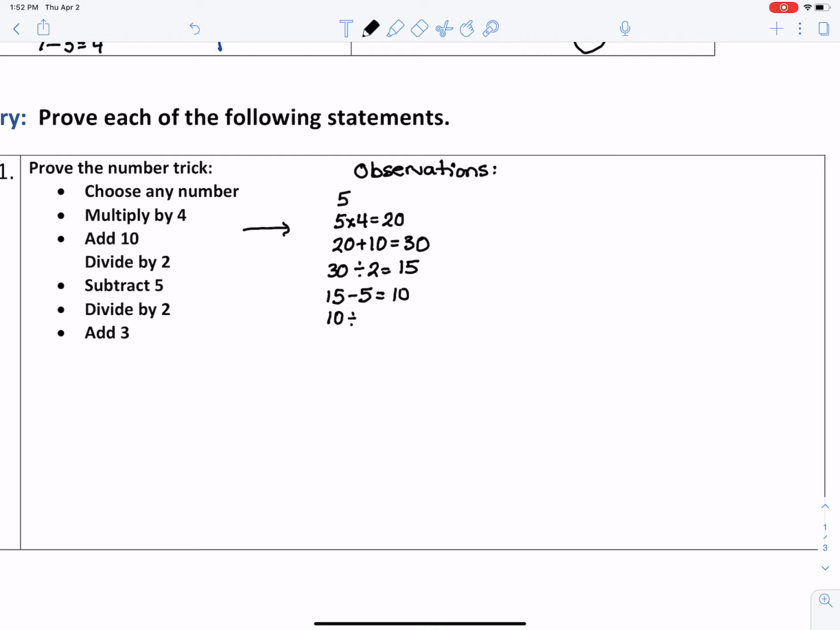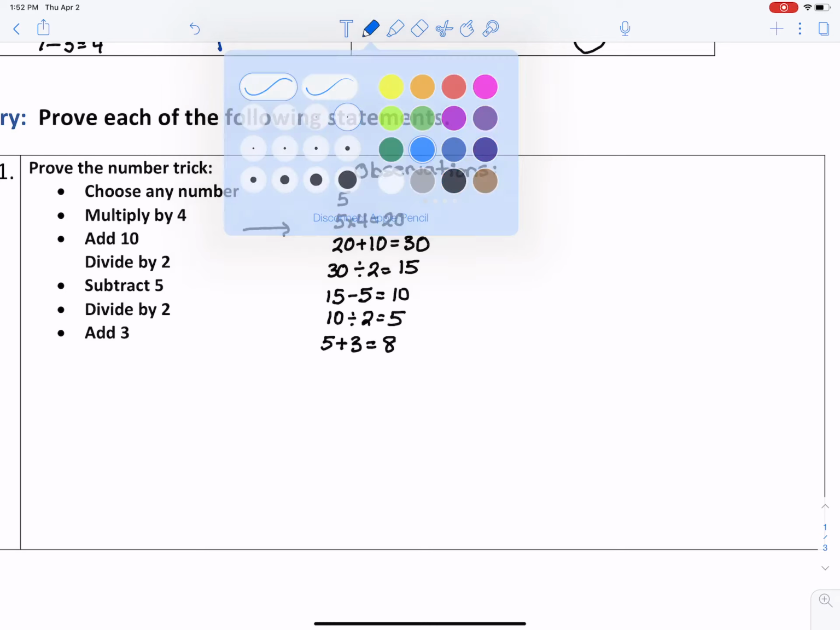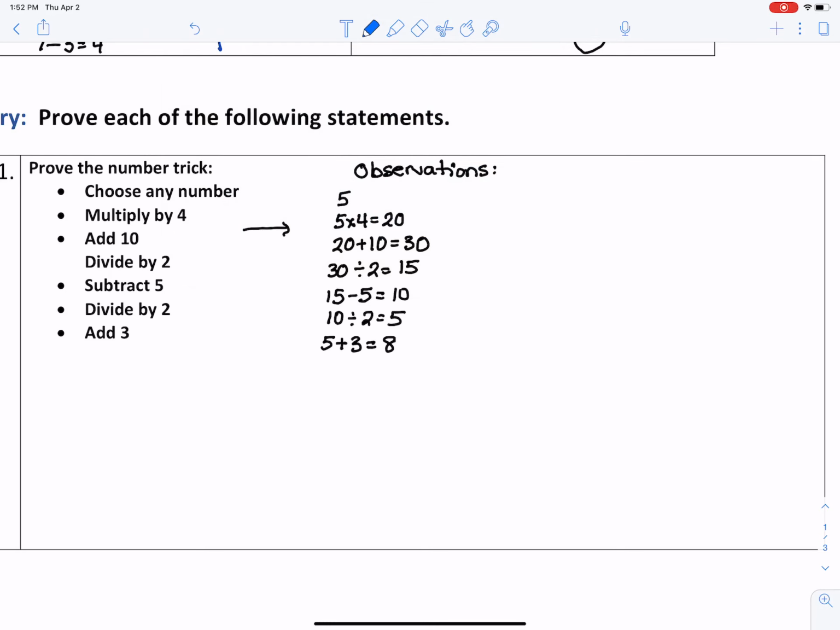Divide that answer by 2. 10 divided by 2 is 5. And then add 3. 5 plus 3 is 8. So it looks like my answer may be an 8, but before I can actually make a conjecture, I probably need to try this again. Let's choose any other number, 3.